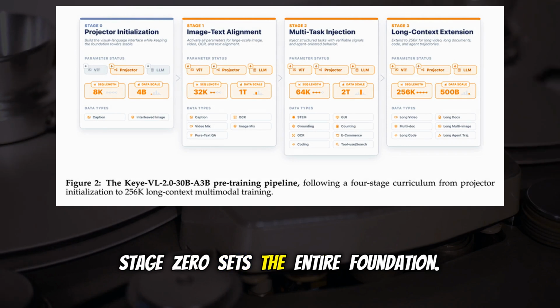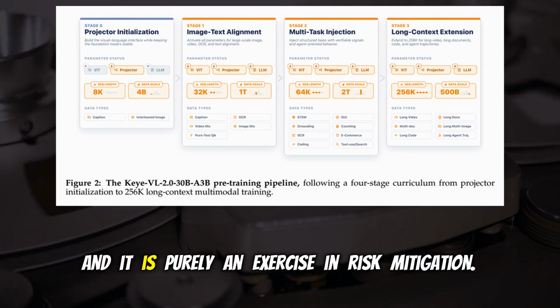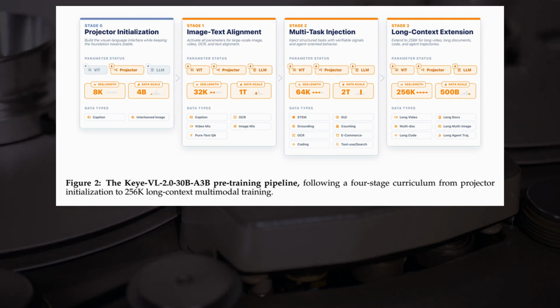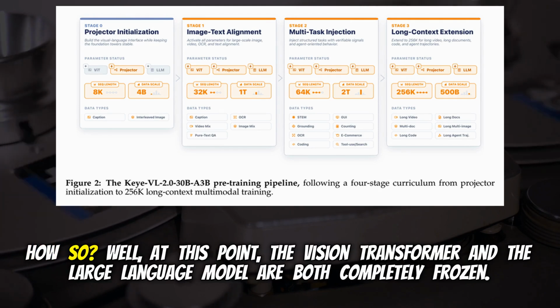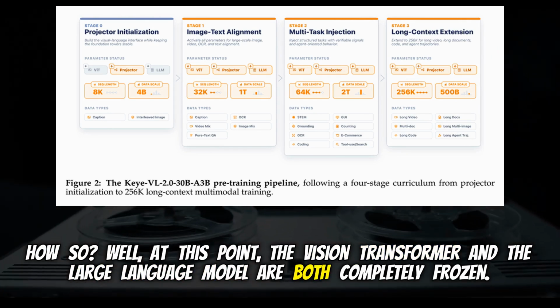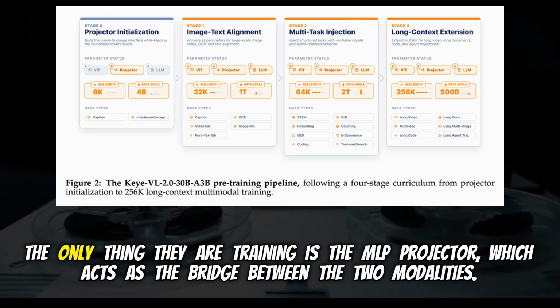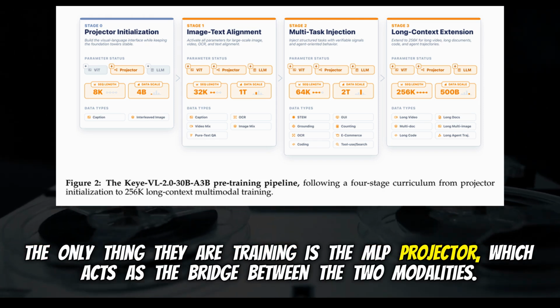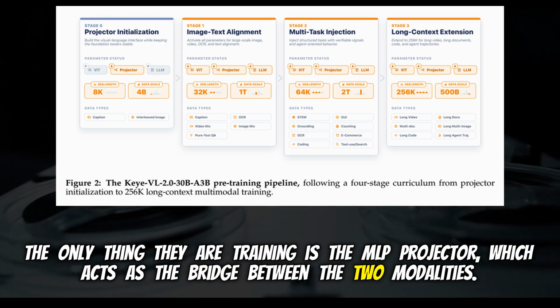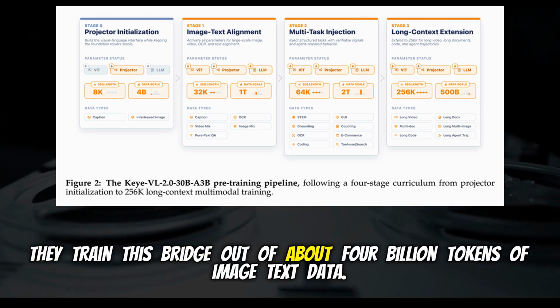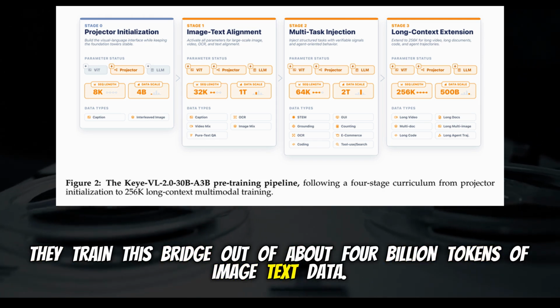Stage 0 sets the entire foundation, and it is purely an exercise in risk mitigation. They call it projector initialization. Risk mitigation? How so? Well, at this point, the vision transformer and the large language model are both completely frozen. Frozen, so they aren't learning anything new yet. Nothing. The only thing they are training is the MLP projector, which acts as the bridge between the two modalities. They train this bridge on about 4 billion tokens of image-text data.